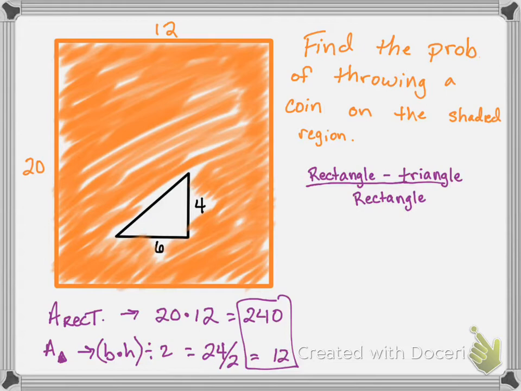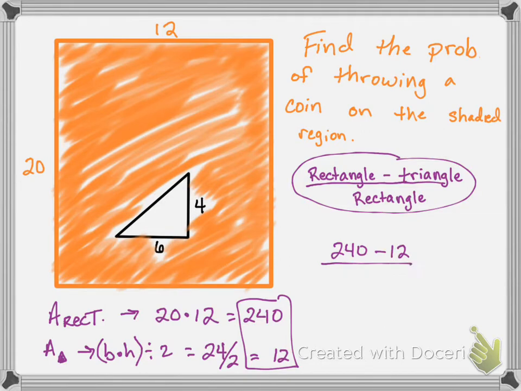So let's go ahead and try to do this in our little formula kind of cheat sheet that we got right here. Our way of thinking about the problem. So I'm going to take my rectangle, 240. I'm going to subtract the area of my triangle, which is 12, taking that out. And it's all out of my total, which is 240. So we got 228 out of 240.